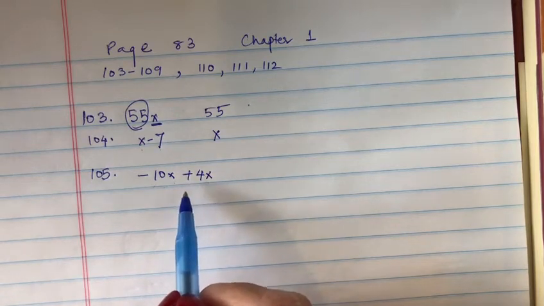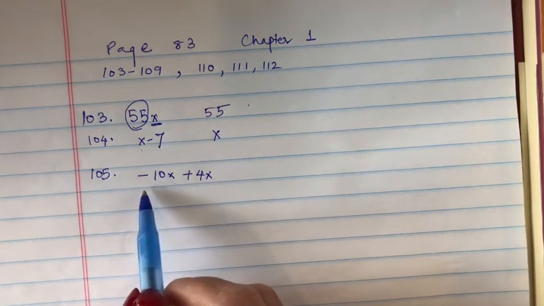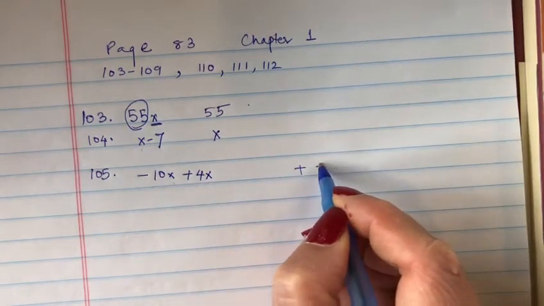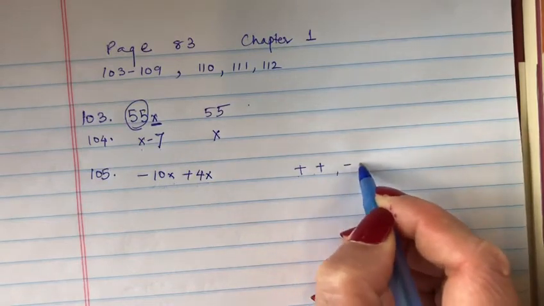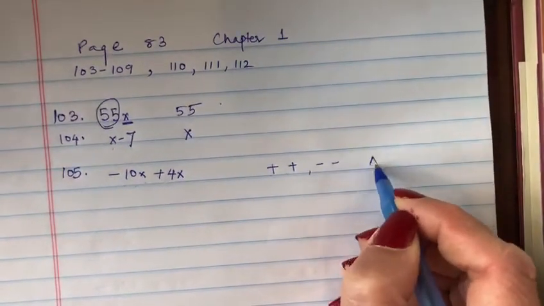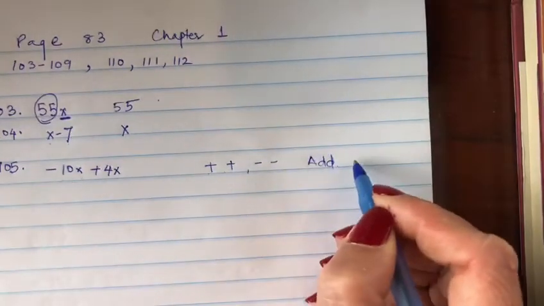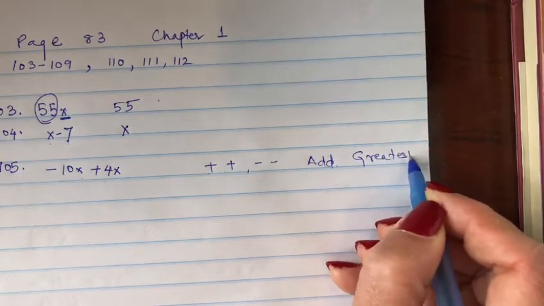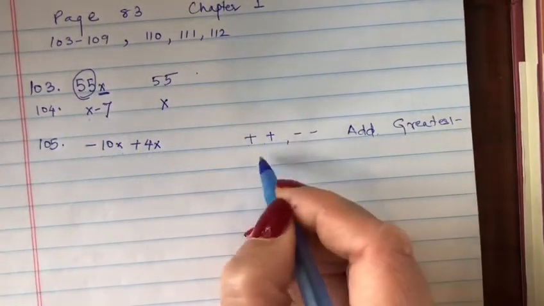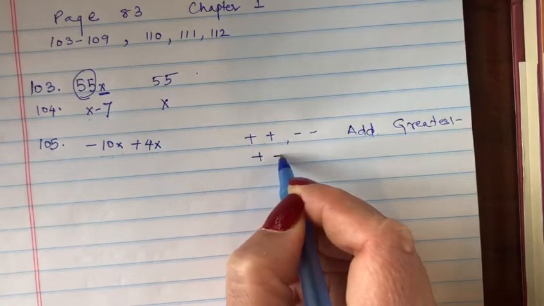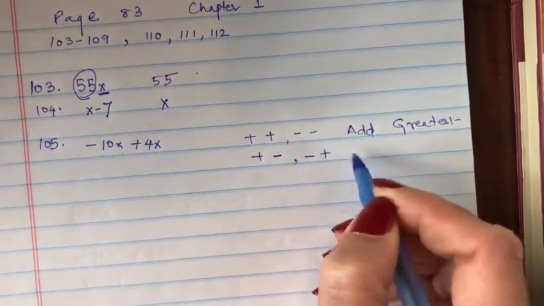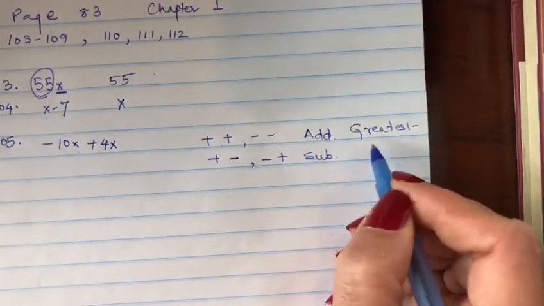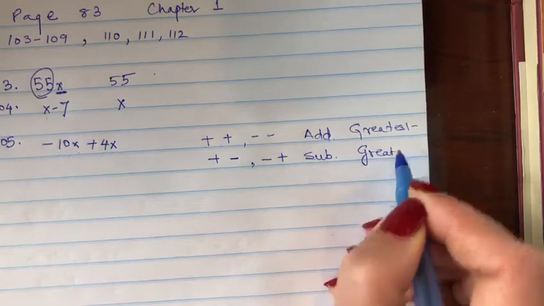Now, when you're adding and subtracting the variables, if the signs are the same, plus plus or minus minus, you would add the numbers and keep the sign. And if the signs are opposite, like plus minus or minus plus, you would subtract the numbers and use the sign of the greatest number.